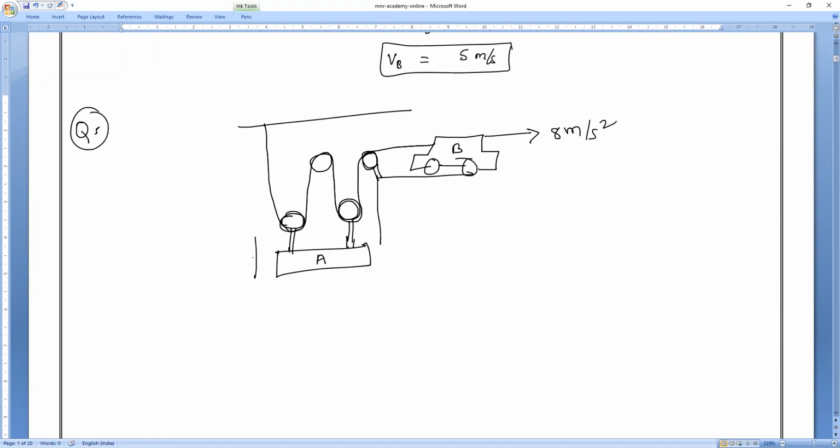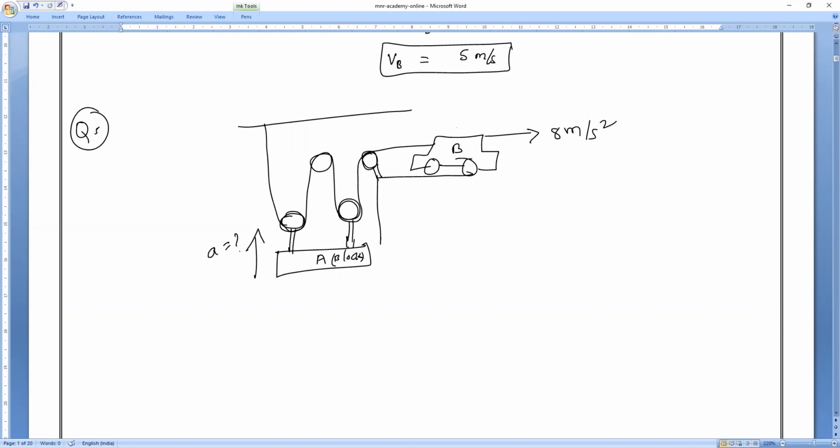Then find the acceleration of this block. If the car moves like this, it means this block A will go in the upward direction. Am I right, Pradosh? Yes or no? So find the acceleration of this block. That is our question. So first, this is the question. See that, everybody.